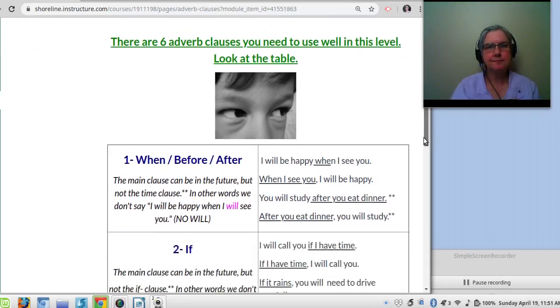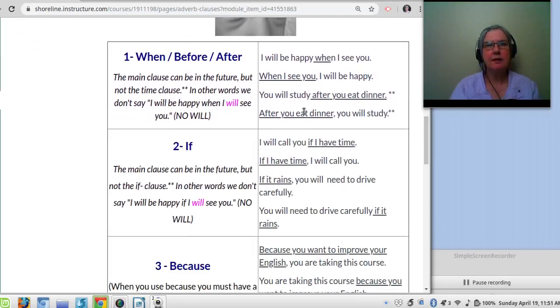Now, there are 6 of these I want you to know very well for this level. Let's look. Number 1, these are time clauses. Time clauses are adverb clauses. I will be happy when I see you. When I see you, I will be happy. You will study after you eat dinner. After you eat dinner, you will study.